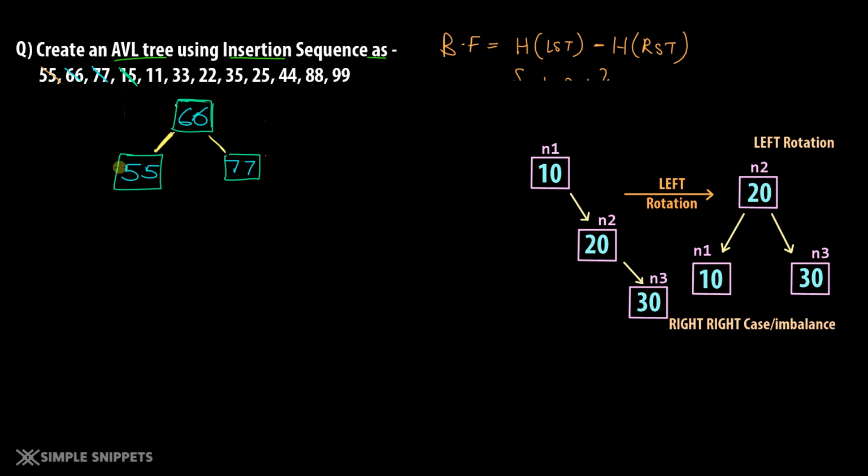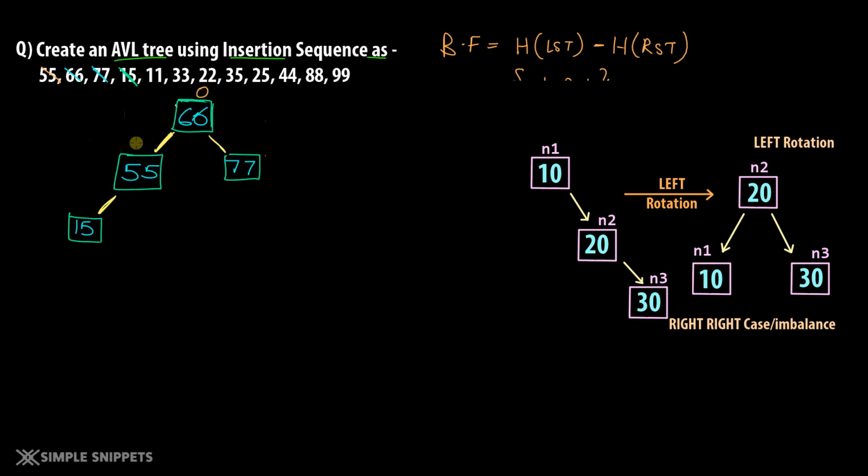15 is smaller than 66. 15 is smaller than 55. So 15 will come over here. Now you have to again calculate the balance factor because a new insertion has happened. So balance factor, if you calculate, the left subtree is these two nodes, which means the height is 1, minus the right subtree for 66 is this one single node, which means the height is 0. So the balance factor is going to be 0.